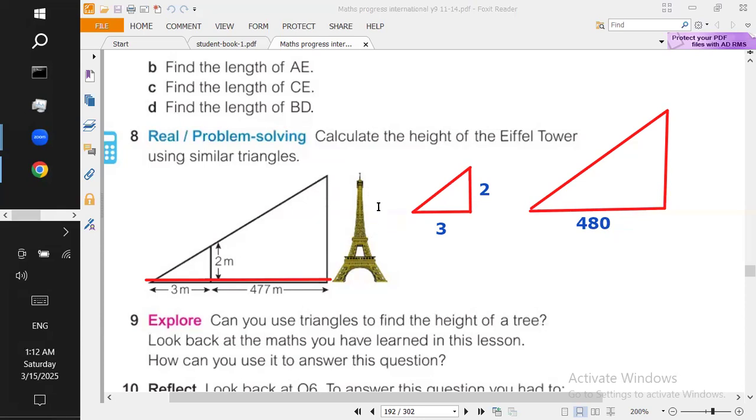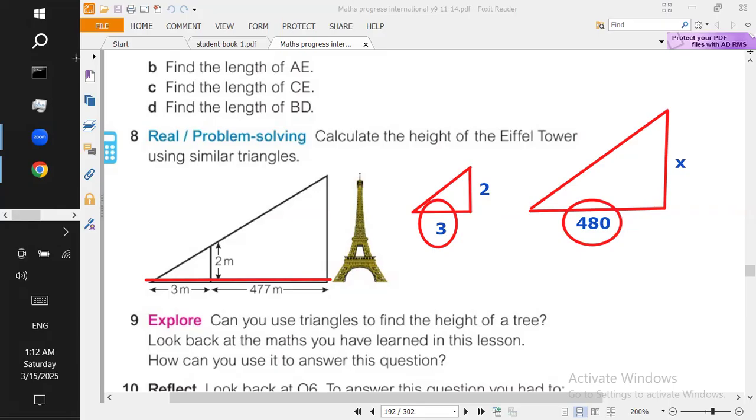And the question wants the height of the Eiffel Tower, which is this one. So let's call it x, okay? So same idea. I'm going to try to find the scale. And to find the scale, I have to do what? Very good. I'm going to divide the bigger number by the smaller number, which is here. And both of them must be the bases, or must be the height. So basically, we call this corresponding lines.